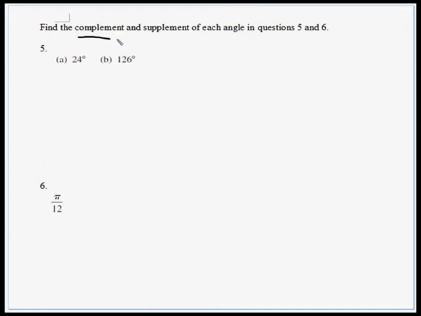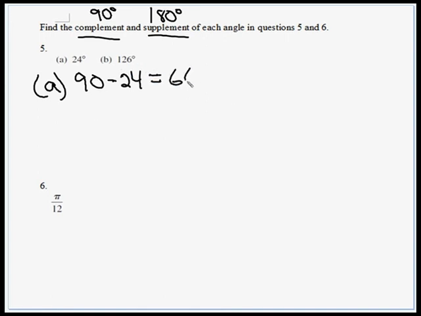5 and 6 deal with complements and supplements. First, in degree mode. In degree mode, complements are two positive angles that add up to 90 degrees. Supplements are two positive angles that add up to 180. So we will take our given angles and subtract them from these numbers. So for part A, our given angle is 24. The complement is 90 minus 24, which is 66 degrees. For the supplement, 180 minus the given 24 degree angle is 156. So there's the complements and supplements of part A.